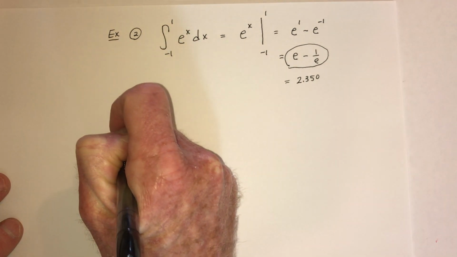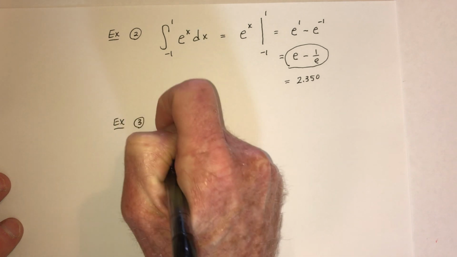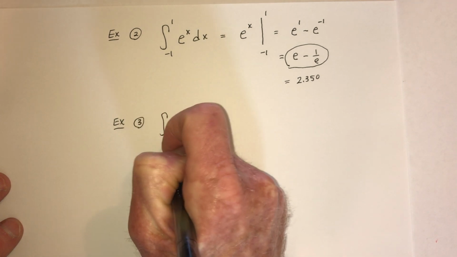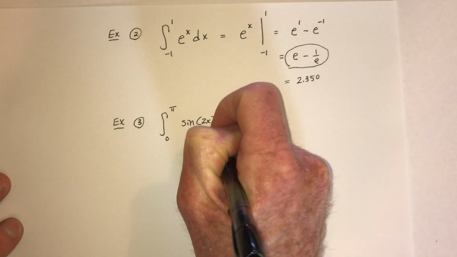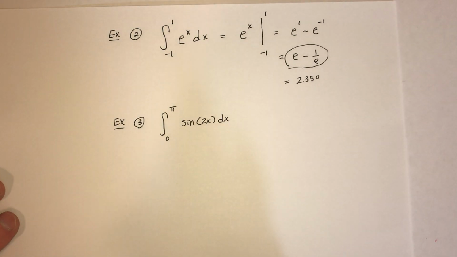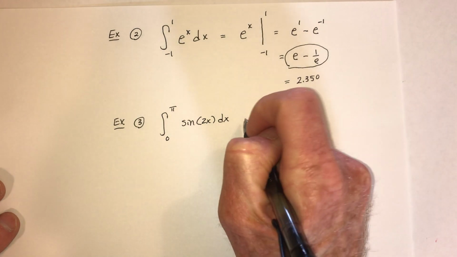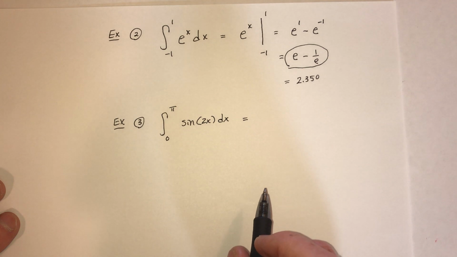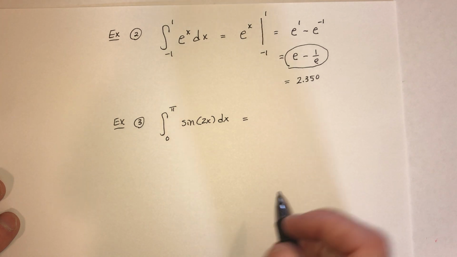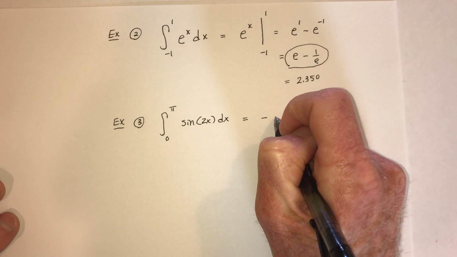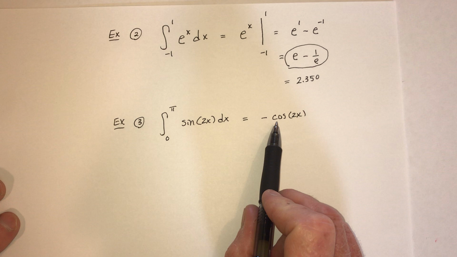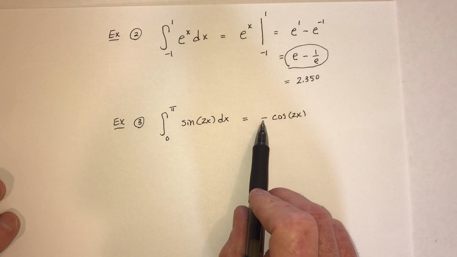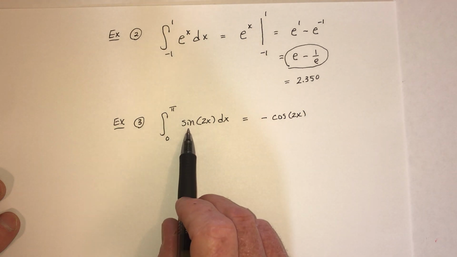For example number 3, what if we integrate from 0 to pi and it's sine of 2x? So first, find the antiderivative. Well, I know that the derivative of cosine is negative sine, so the answer here for the antiderivative is going to be negative cosine of 2x. That way, when you take the derivative of cosine, that will be negative sine. Then that negative will cancel that negative and just give you positive sine.